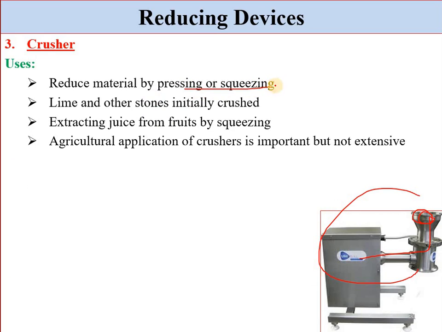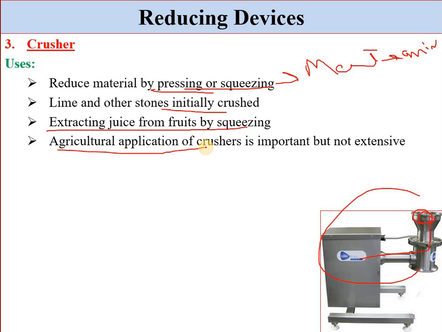And again, simplest, if you people have seen conversion of meat into mince, the mince machine that converts meat into mince, that is called the crusher, and it helps in reducing the size by pressing or squeezing. Also extracting juice from sugar cane. Lime and other stone are initially crushed, and juice is extracted from fruits by squeezing. Agricultural application of crusher is important but not extensive.